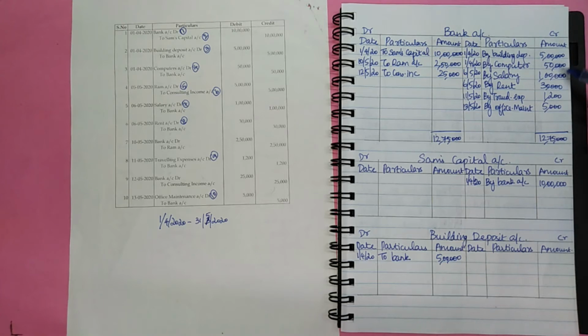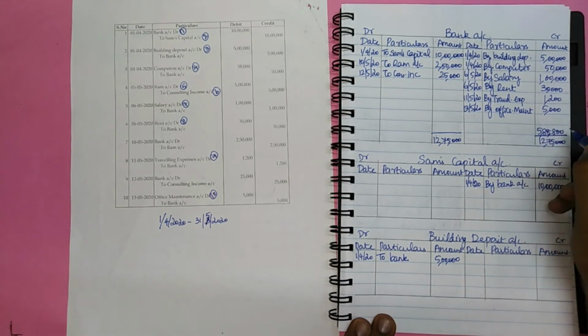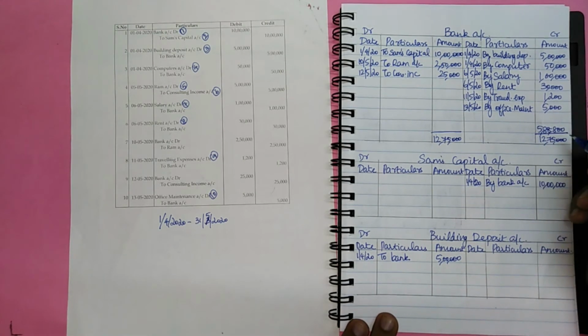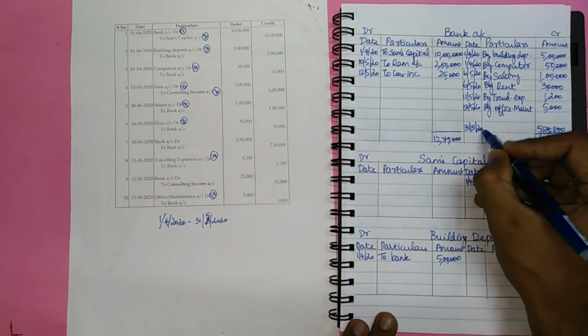The sum of all these numbers is 6,86,200. So we need to subtract this amount from 12,75,000. The resulting amount is 5,88,800. We are balancing this ledger account on 31st May 2020.